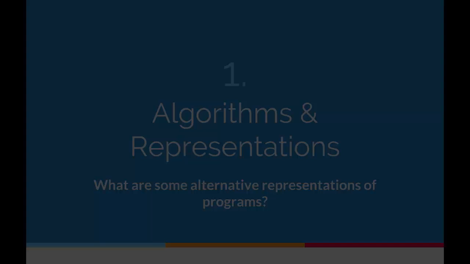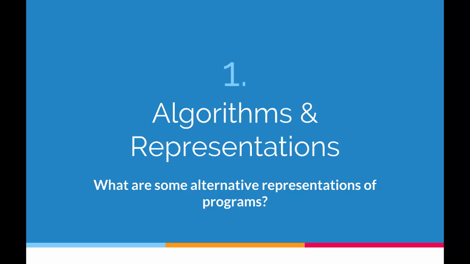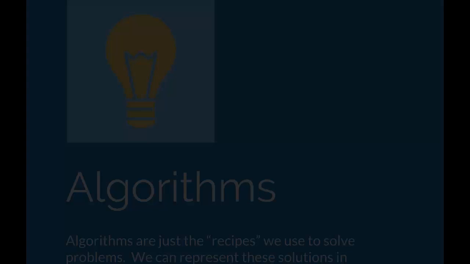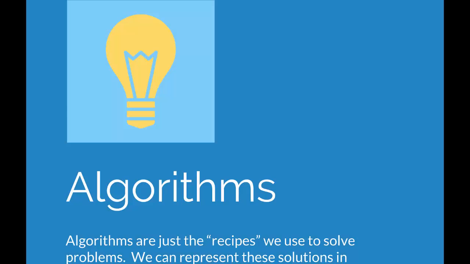So let's do algorithms and representations. What are some different ways to represent a program? We're going to start with algorithms first. These are just the recipes for how we solve problems. Let's say, for example, the problem we wanted to solve was to bake a cake. You would have the ingredients and the steps you need to put those together.